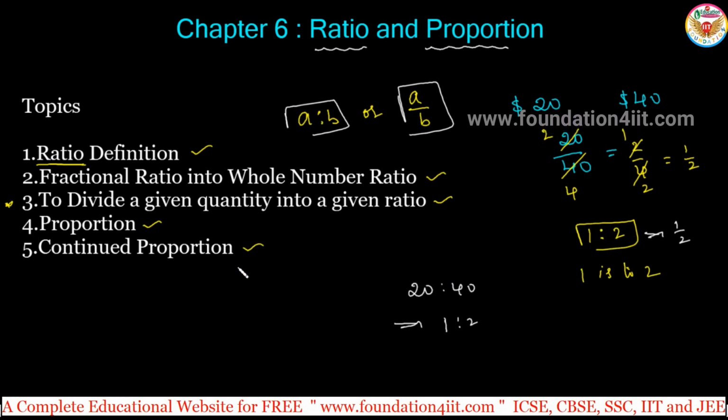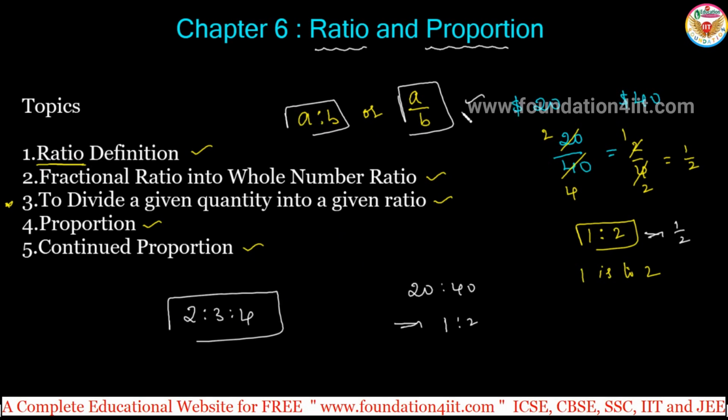And not only 2, we can compare more than 2. If it is 2 is to 3 is to 4, this you cannot write in division format. Only this is a ratio. So 2 is to 3 is to 4. And if the units are not the same, we should make them the same.